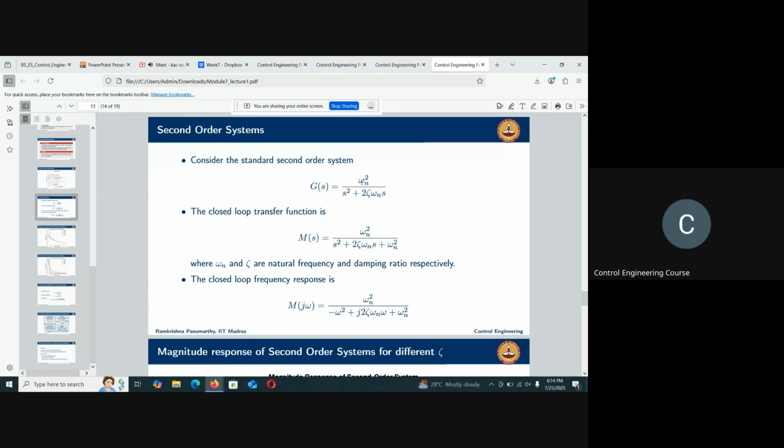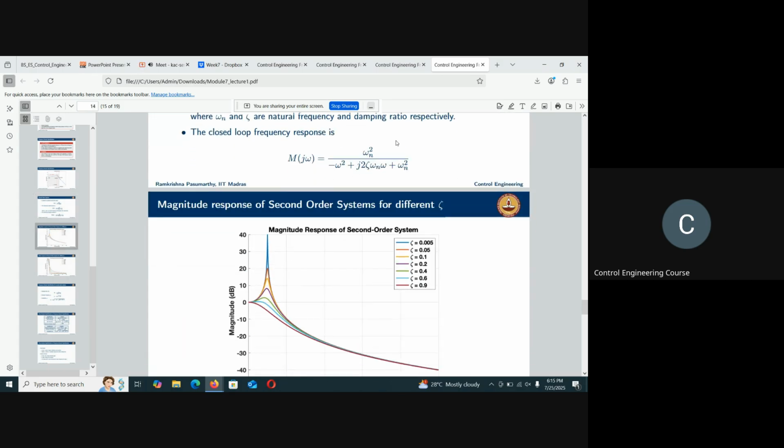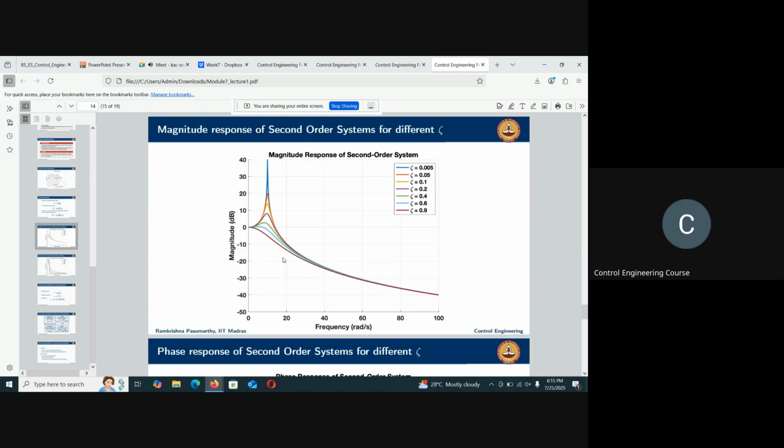So if we have this transfer function, this is the channel transfer function we saw, right? You remember this? So here when you put s equal to j omega, you will get minus omega square here, and then plus j 2 zeta omega omega n plus omega n square. And then if you simplify that, you will take only the magnitude response and then plot that, you will get this.